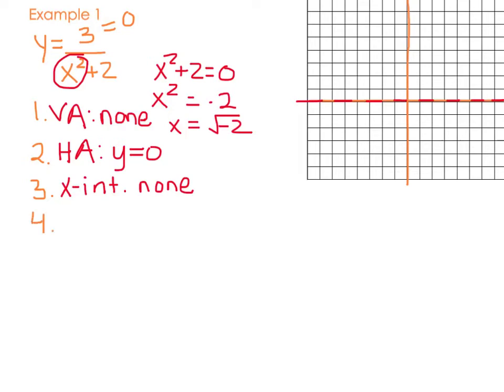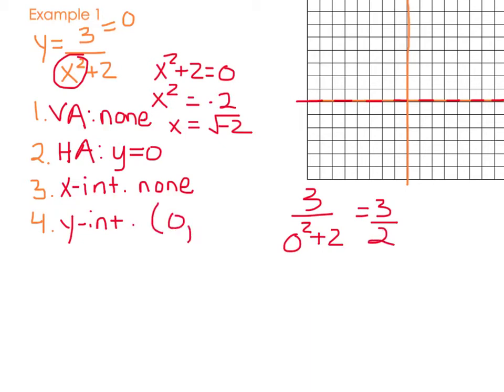Fourth thing, the y-intercepts. So we're going to plug in a 0 for x, and if I took 3 over 0 squared plus 2, then I'd have 3 over 2. That means that the y-intercept is at (0, 3/2). 3 halves is 1.5, so it's going to be right there.